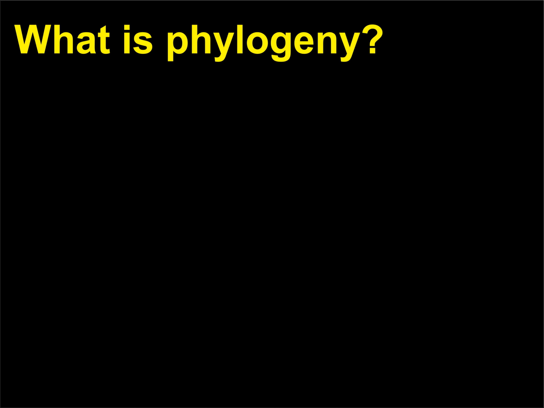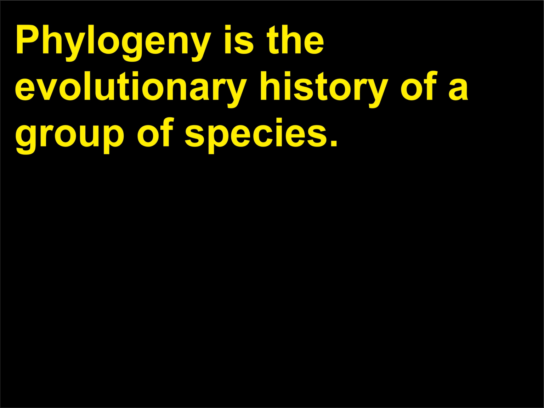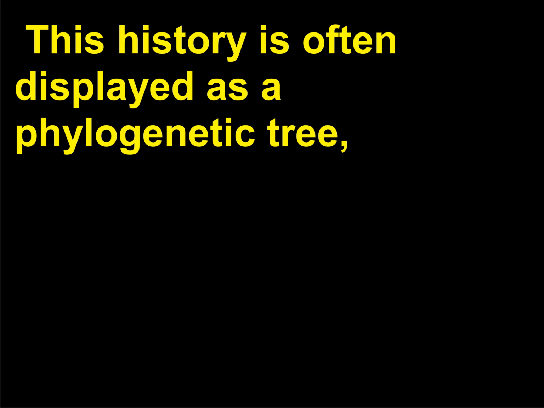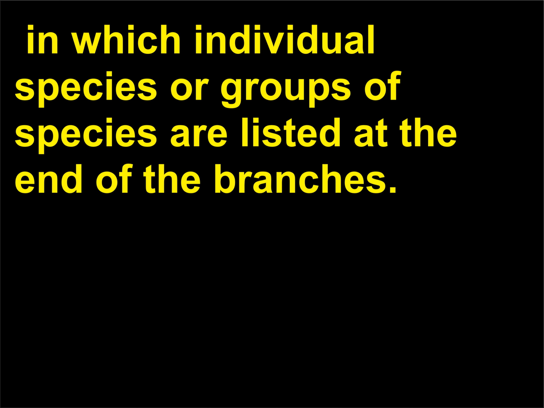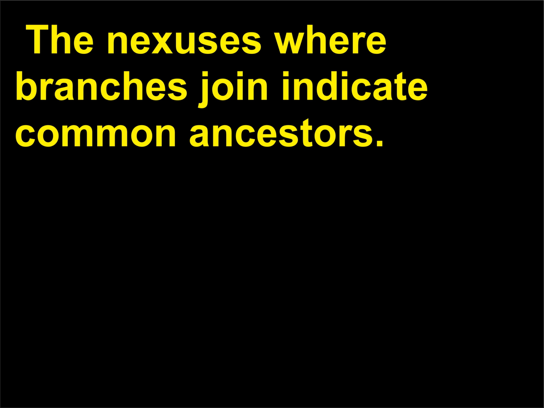What is phylogeny? Phylogeny is the evolutionary history of a group of species. This history is often displayed as a phylogenetic tree, in which individual species or groups of species are listed at the end of the branches. The nexuses where branches join indicate common ancestors.